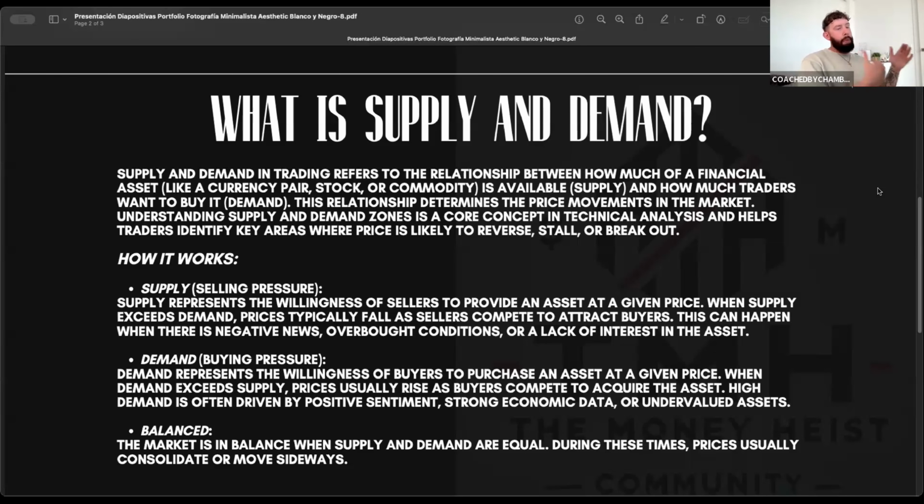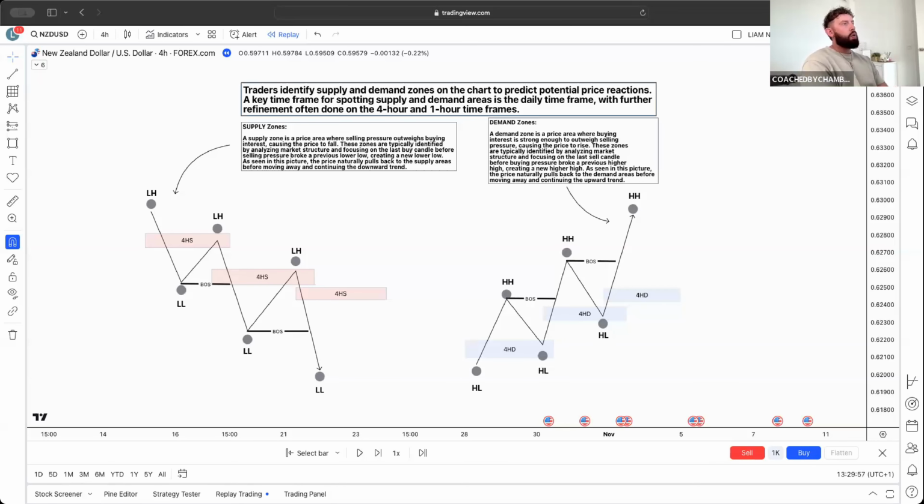And then we also have a balanced market. The market is in a balance between supply and demand, which means it's equal. During these times, prices usually consolidate or move sideways. A lot of you guys have most likely seen when the market is consolidating, moving sideways, not really giving you an uptrend or a downtrend, or what we might refer to as a breakout. Understand that we are in a balanced market, where supply and demand are basically equal. Traders identify supply and demand zones on the chart to predict potential price reactions.